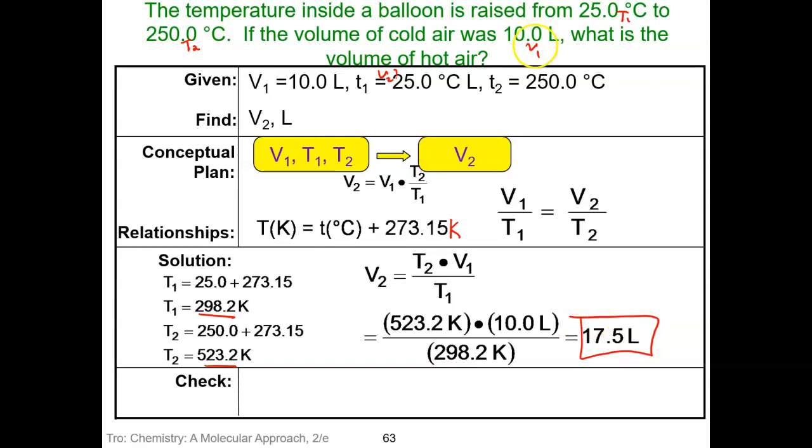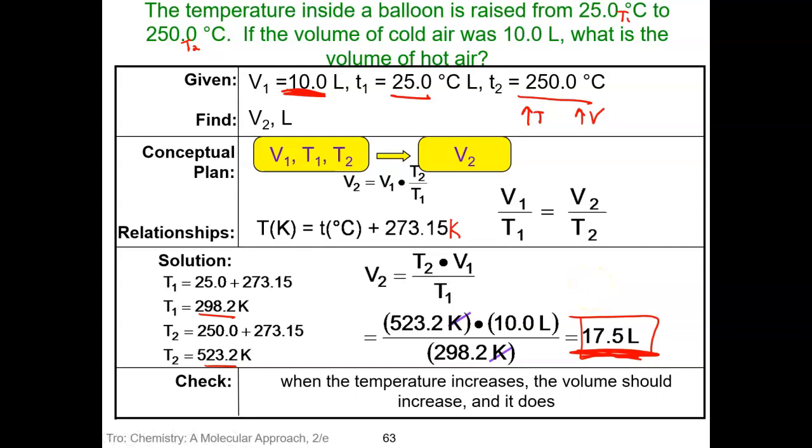And now let's look at the logic of it. If we look at our two temperatures, our temperature was low and it got high. So we increased our temperature, and therefore we should increase our volume. We started at 10, we ended at 17.5. Yes, that sounds correct because it's a direct relationship. One goes up, the other one goes up.